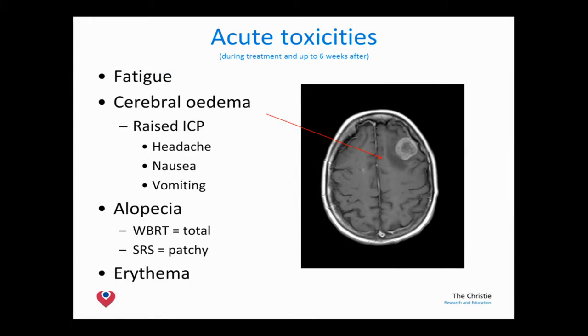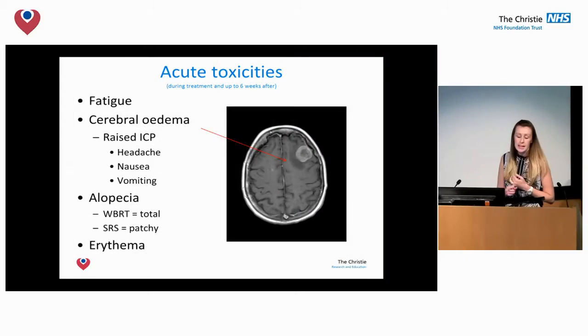So what are these acute toxicities that we talk about? Fatigue is experienced by every patient that undergoes radiotherapy. Patients that have it to the brain tend to experience more fatigue than other areas. So, for example, somebody having their limb treated doesn't get as tired as somebody who has their brain treated.